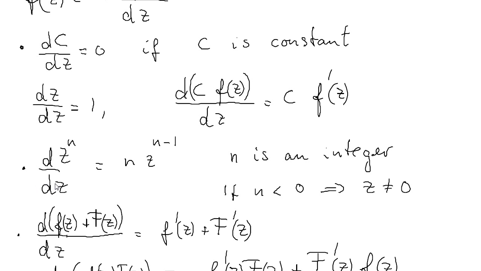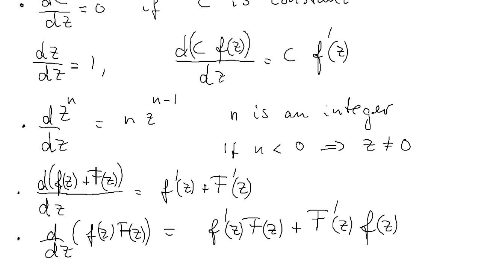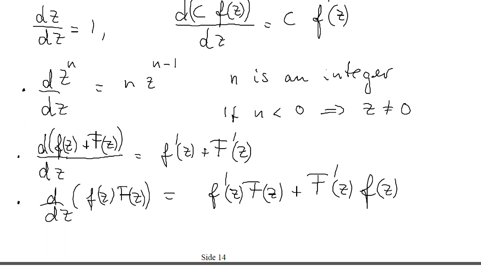Moreover, we have, as in the real case, the derivative of a polynomial function. The derivative of z to the power of n is equal to n times z to the power of n minus 1, where n is some integer. If n is less than 0, then we have to assume that z is different from 0 in the point where we are considering the derivative.